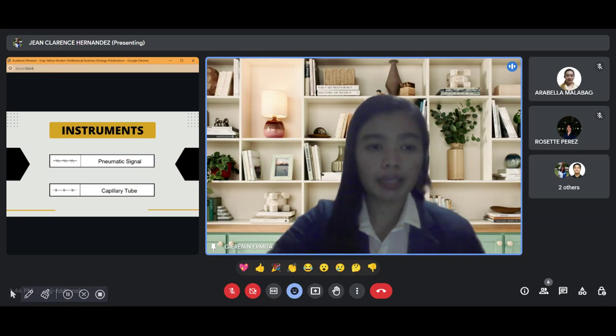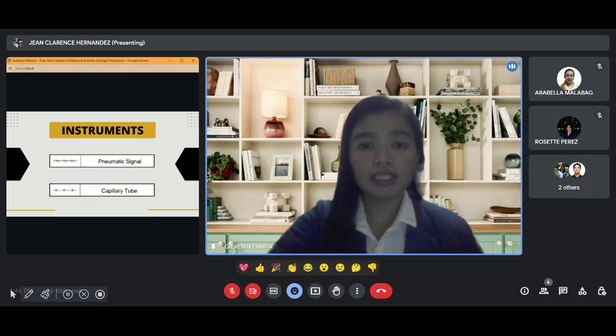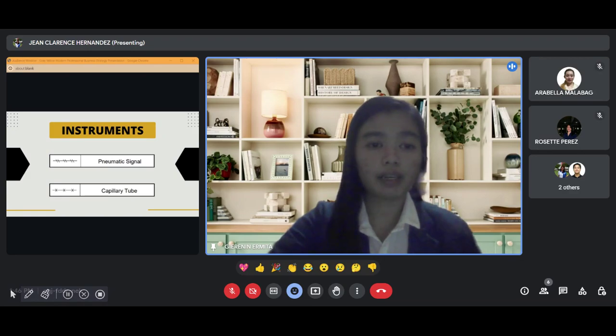So next is the pneumatic signal. The purpose of the pneumatic signal in a glycol dehydration process is to facilitate the precise control and modulation of various components, particularly pneumatic valves, in response to commands from the control system.